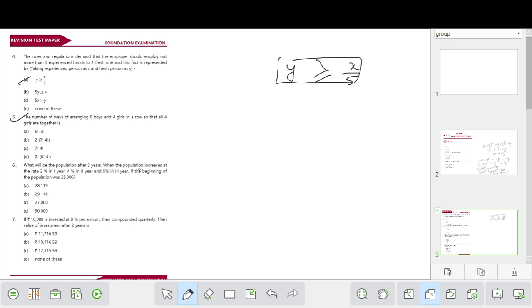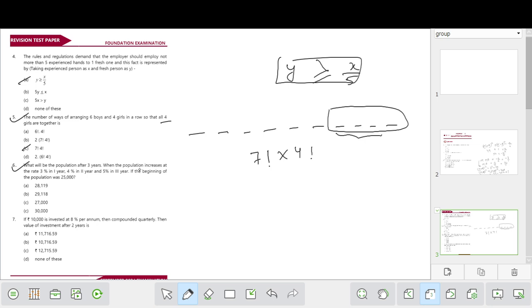Come to 5. The ways of arranging 6 boys and 4 girls in a row so that all the 4 girls are together. So 1, 2, 3, 4, 5, 6, 7, 8, 9, 10. Suppose the girls are over here. 1, 2, 3, 4, 5, 6, 7. 7 factorial is for the arrangement of everyone. Into these, girls can also arrange themselves among themselves, so 4 factorial. So option is C.